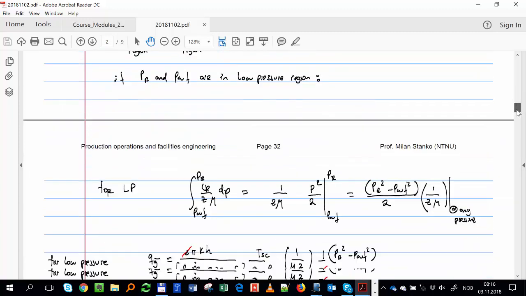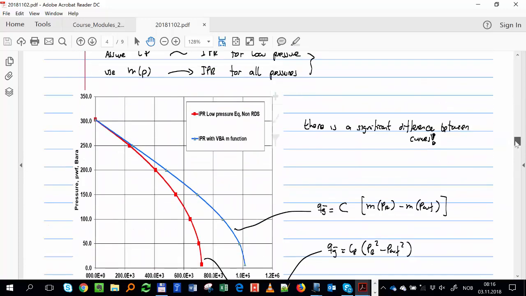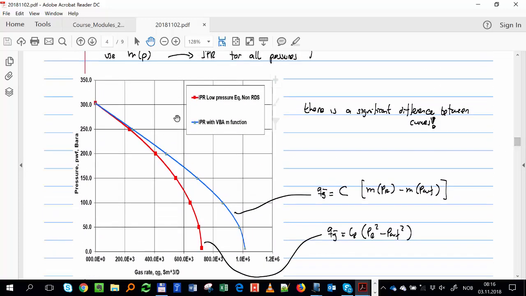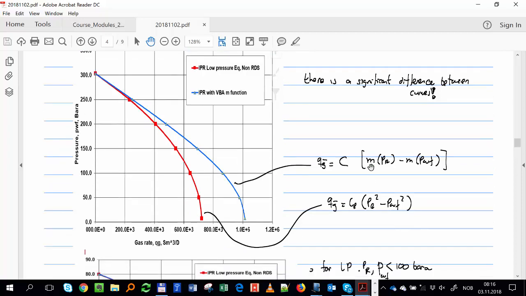Both pressures. Then you did an exercise and we compare both. Okay, we are making it a bit in the high pressure, but really it is the medium pressure range. And we saw there is a significant deviation if you use the M or if you use the squared. Okay, the squared is actually much more conservative.